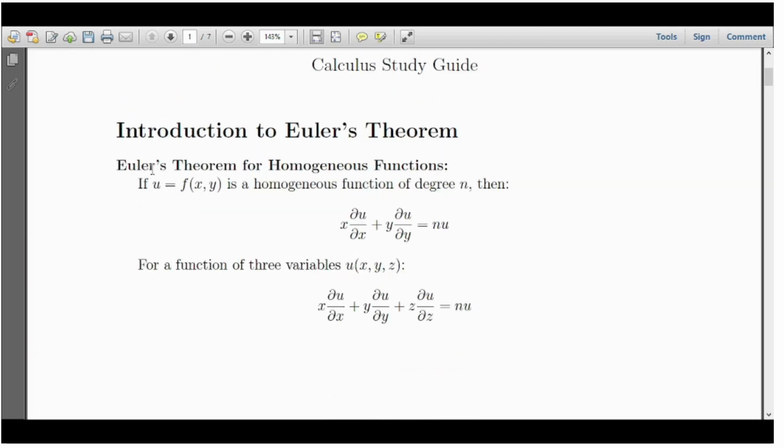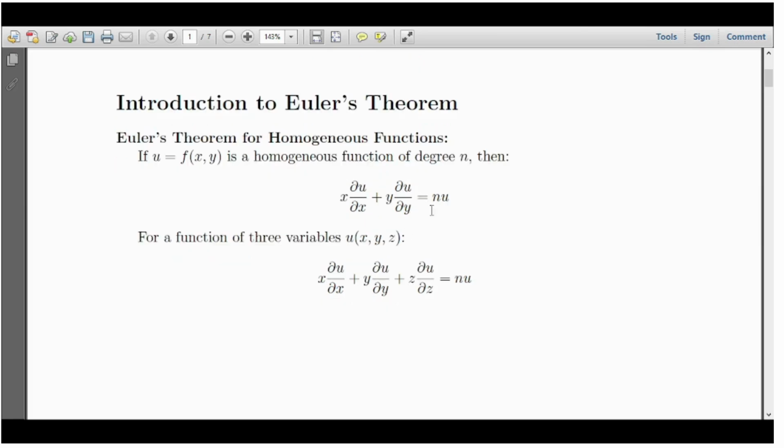Now we start with Euler's theorem for homogeneous functions of first order partial derivatives. If u equal to f of x, y is a homogeneous function of degree n, then x ∂u/∂x plus y ∂u/∂y equal to nu. So what is this n? n is the degree of the homogeneous function f of x, y.